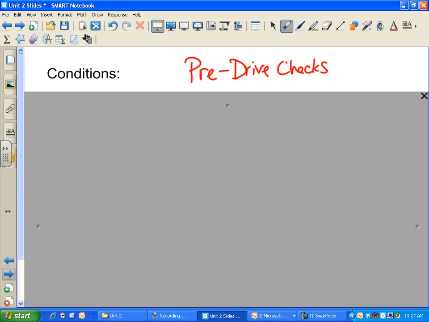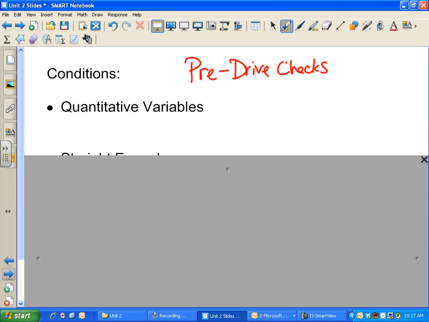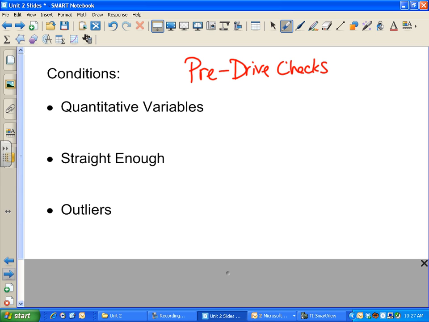In driver's ed, they teach you you're not supposed to start driving down the street until you've fastened your seatbelt, adjusted your mirror, maybe put your cell phone in the glove box. But there are things you're supposed to check on before you drive down the street. Well, there are some things we are supposed to check on before we calculate a correlation. And those things are right here.